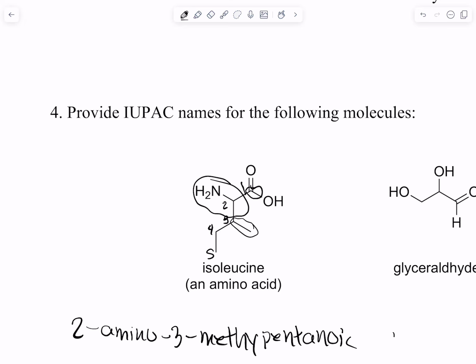Good. Any questions or alternatives or worries? Could we also say 2-amino-3-methylpentane-1-oic acid? Yeah, that's not wrong. It's a little bit redundant because there's no other way to interpret it if you say pentanoic acid. So you don't need the 1. If you put it there, it's not wrong. So yeah, let me write that alternative out.